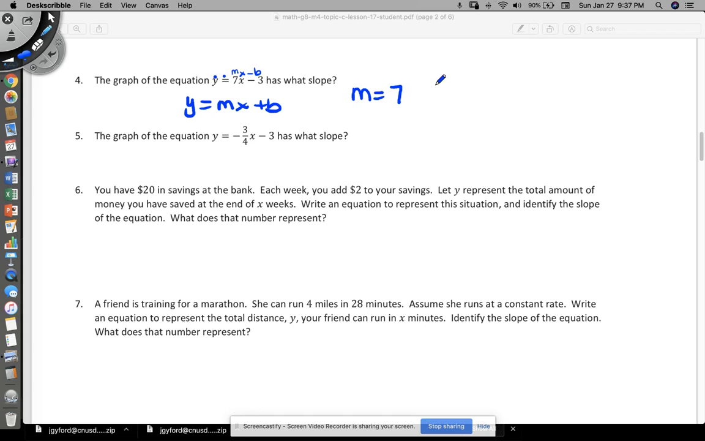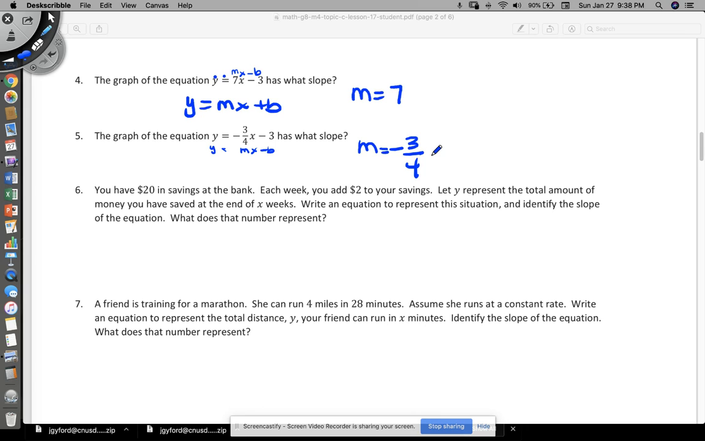Our slope is 7. Now this one just has a fraction, but it's the same thing. This is y equals mx, and in this case, minus b again. Now, if you notice, the 3/4 is a negative. That's okay. You can have a negative slope because slopes can go into the negative area, in the sense that it's going in the opposite direction of a positive slope, I should say. There we go. So, negative 3/4.